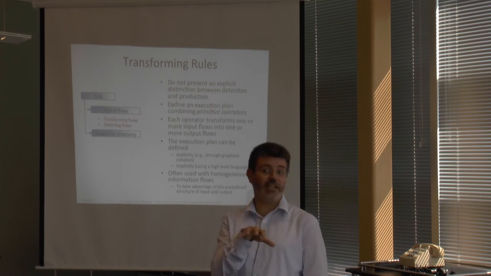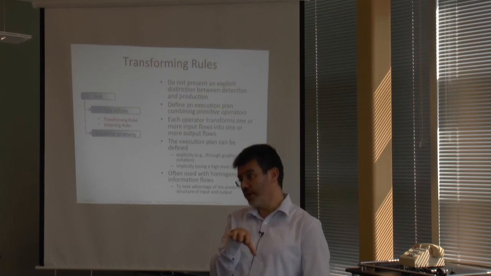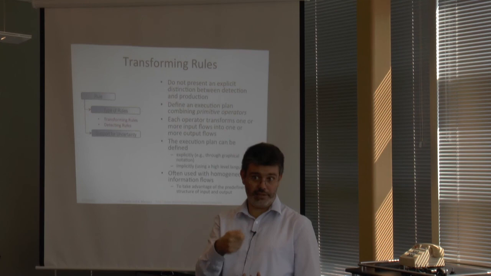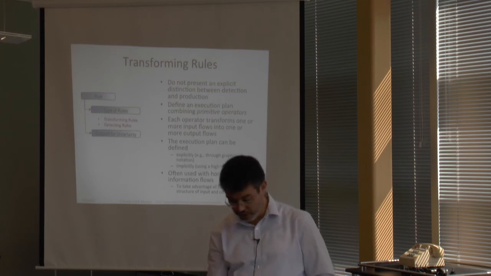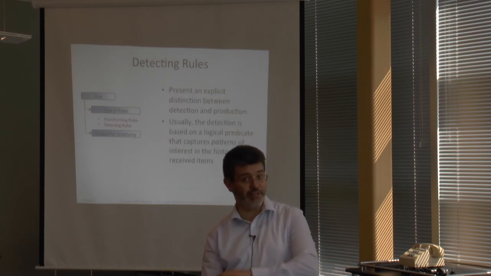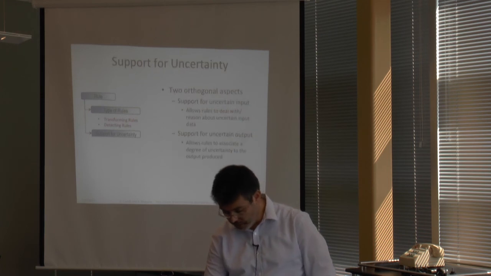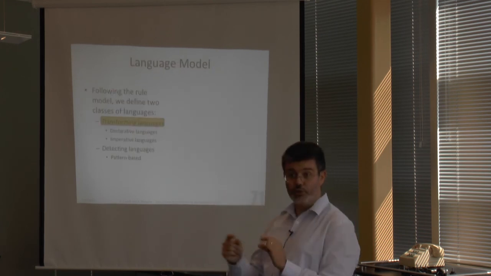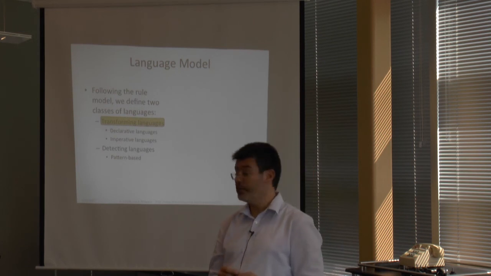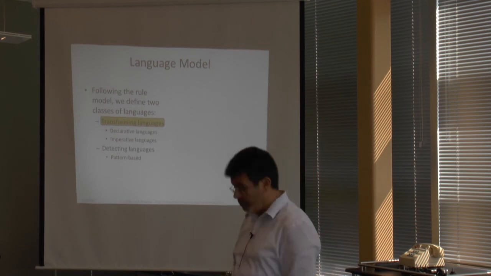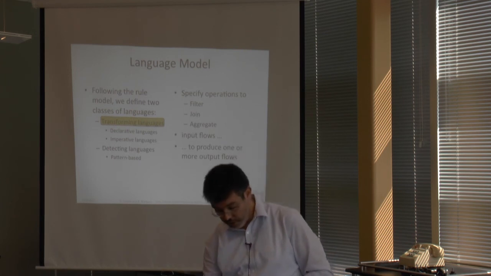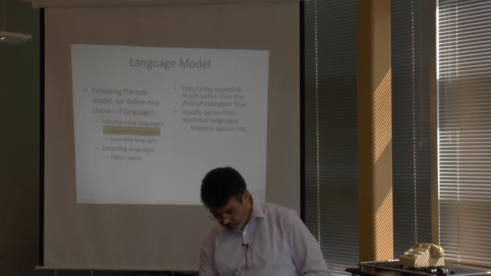So really, the finite state machine is a way to capture the current state of the world and then to detect something that you're looking for. So that is the big difference between complex event processors and data stream management systems. And when you go into the languages, you will see them very easily. So transformation languages will have filters, joins, aggregations, and they will look more or less like this.